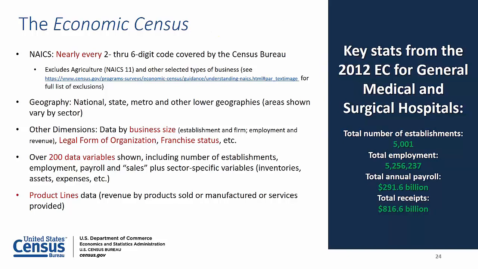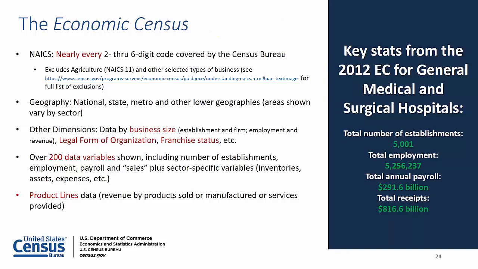The Economic Census is our most comprehensive program because it also publishes the most detailed data variables. The census includes over 200 unique data variables, which includes basic statistics like number of businesses, employment, payroll, and sales, but it also includes a lot of sector-specific variables, things like inventories, assets, capital expenditures, etc. Finally, the Economic Census includes information on product lines. These are the detailed products and services that are produced or sold by businesses. And product line data are available for the healthcare sector.